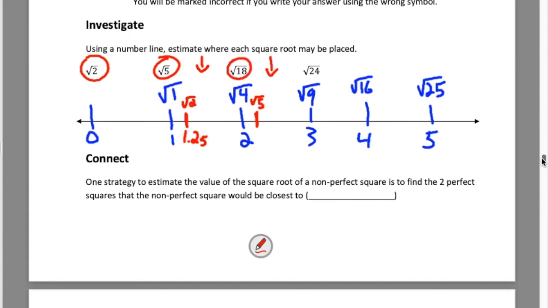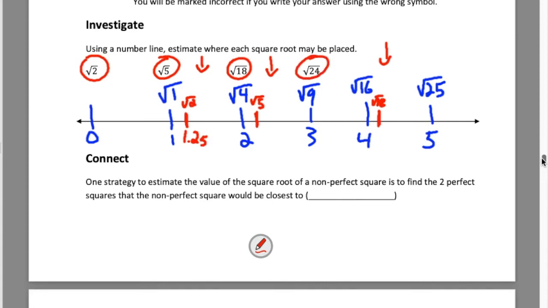Next, I have the square root of 18. That's going to fall somewhere all the way over here because it's greater than the square root of 16, but less than the square root of 25. And it's definitely closer to the 16. So this is where I'm going to put the square root of 18.